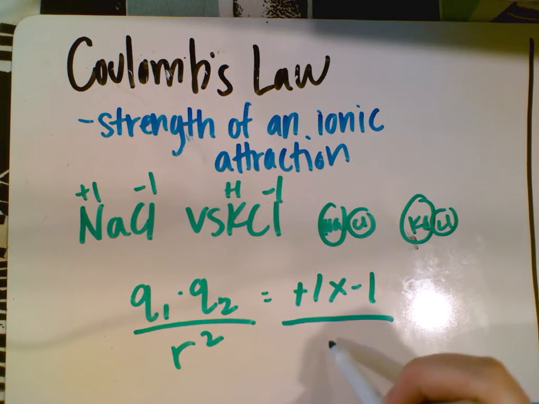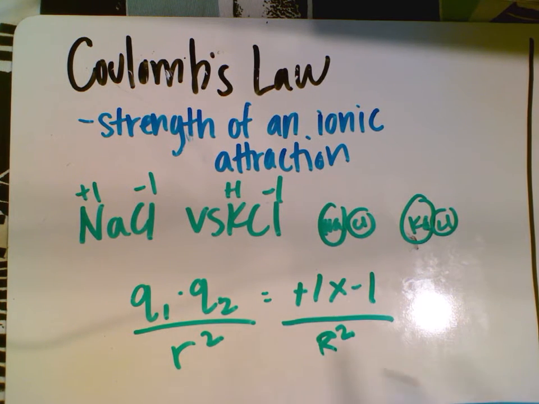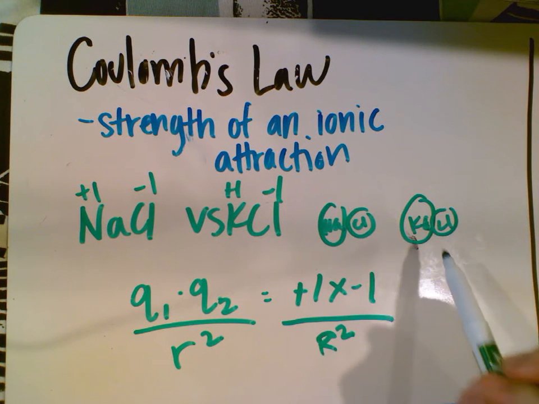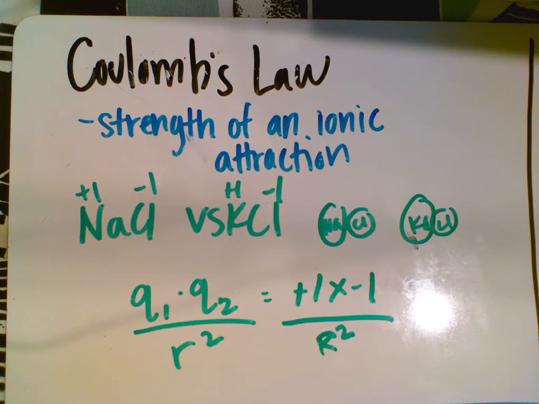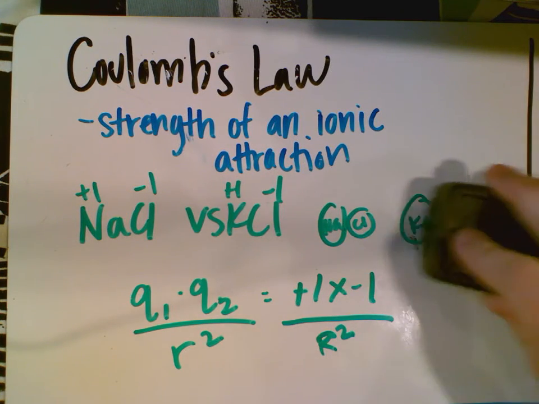So when I look at this R squared at the bottom here, that distance is going to be smaller for the Na than it is for the K. And if I have a smaller number on the bottom, it means I get a bigger overall energy for my bond, and so it is stronger. So the general idea is that if I have smaller elements involved in a bond, I am going to have a stronger bond than if I have a larger element.